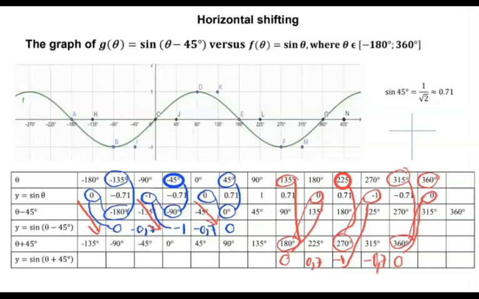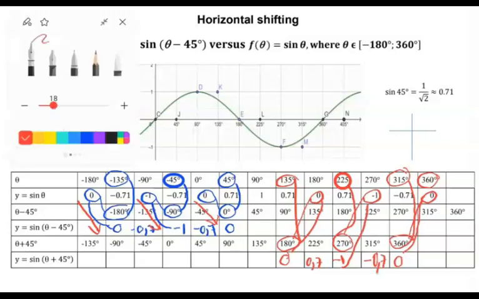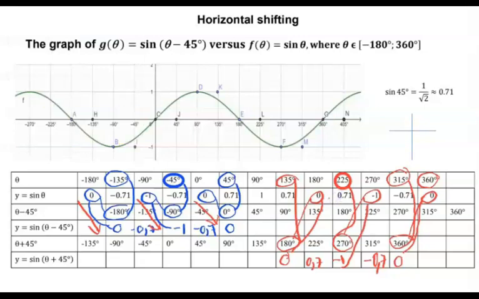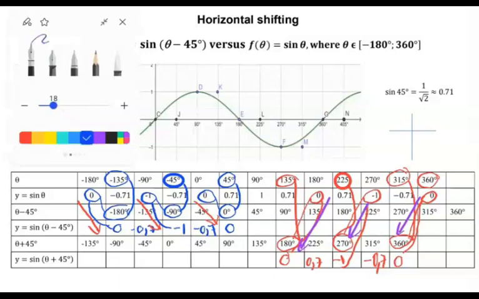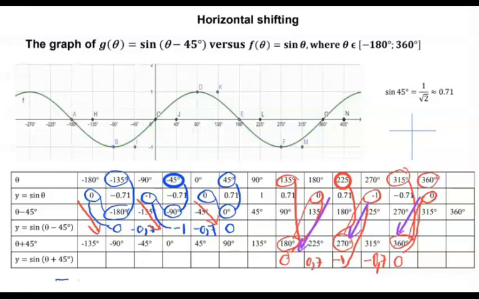I'm just going to change the color so that I can show you the direction that it's moving. If you look at these values, all of them moved 1 unit to the left. So in general, I can say that if I say minus 45 degrees, then everything moves to the right.